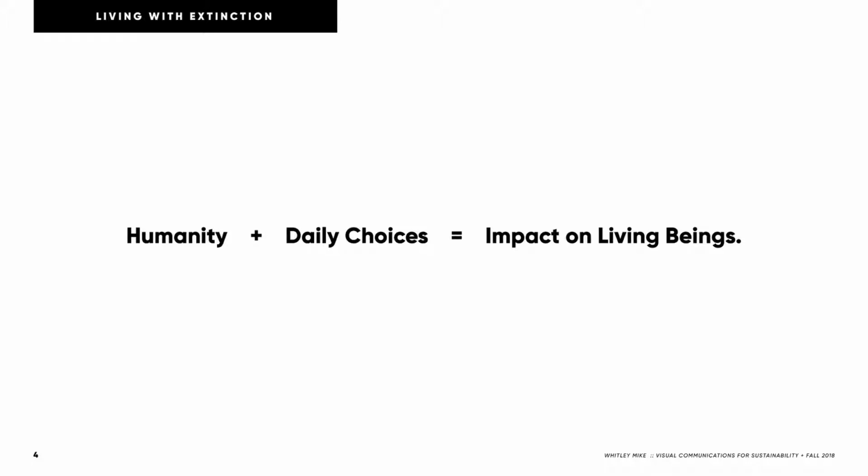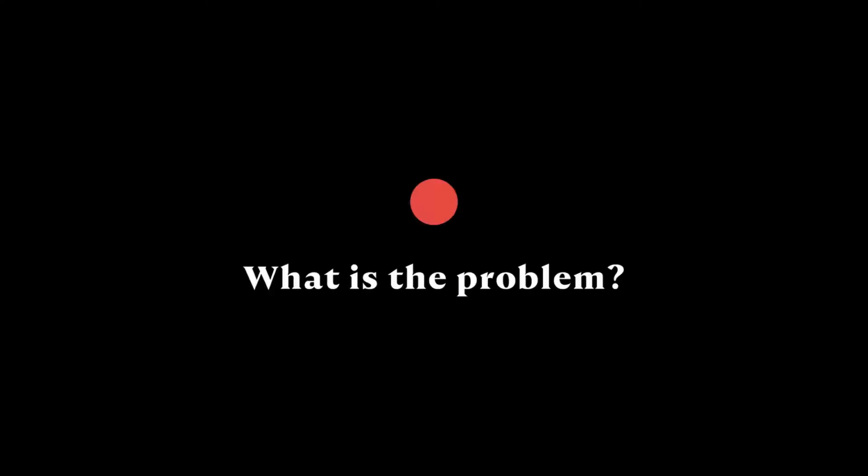So why am I focusing on mass extinction? Well, we have become incredibly disconnected to what is happening in the natural world and how daily choices, even the most mundane, can impact our fellow living beings. All these choices have added up to a really big problem, an event which scientists and critics are calling the sixth extinction. So what is the problem exactly?